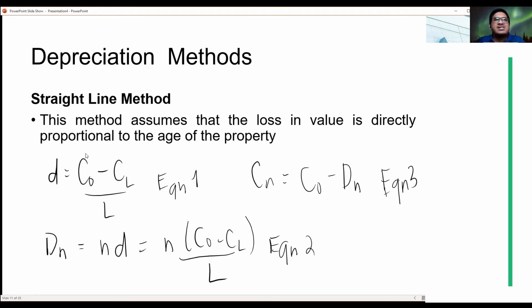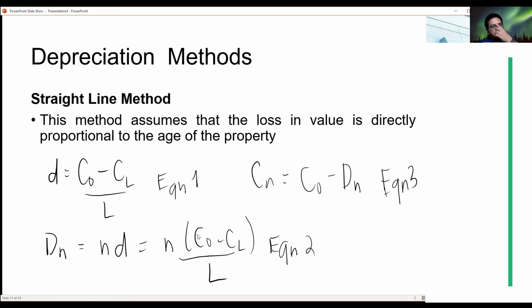So meaning, the original cost, let's say you bought it for 10,000, and then when you finished using it for 10 years, you can still sell it for 1,000. So therefore, your depreciation will be based on the difference of that, then divided by the useful life. 10,000 minus 1,000 is 9,000 divided by 10 years. So 9,000 divided by 10 years, that is the depreciation value per year.